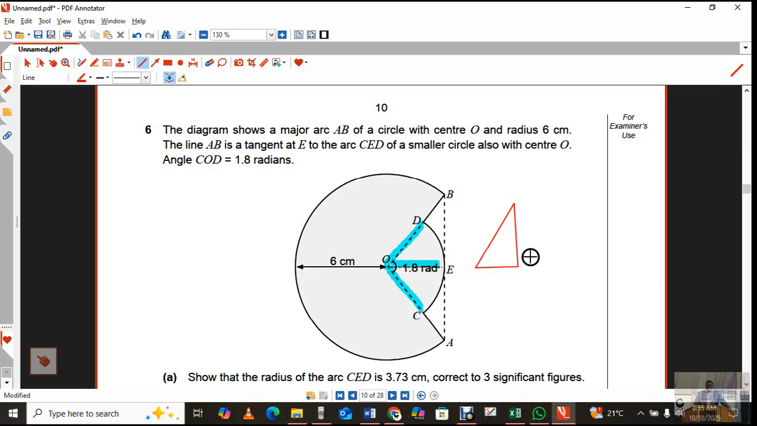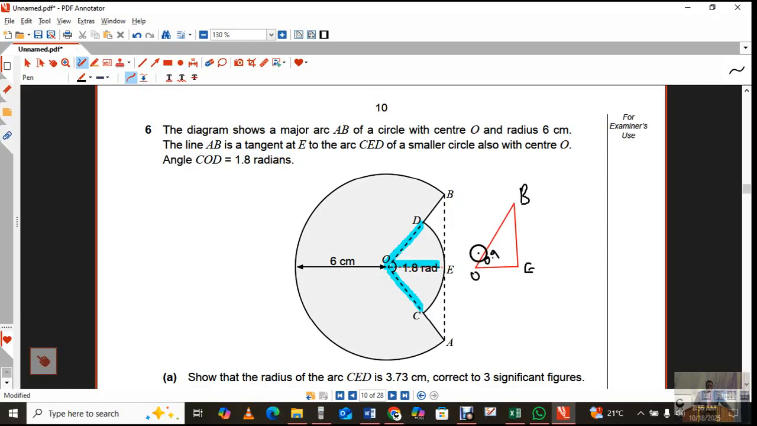Perhaps. Right, that's what I'm seeing. So I'm seeing B, I'm seeing E, and this is O. And I'm seeing that this angle over here is 0.9. We are looking for this distance, which I can call OE.